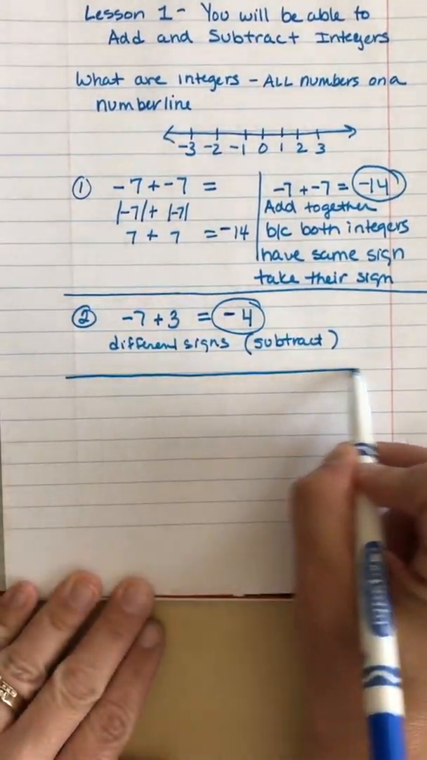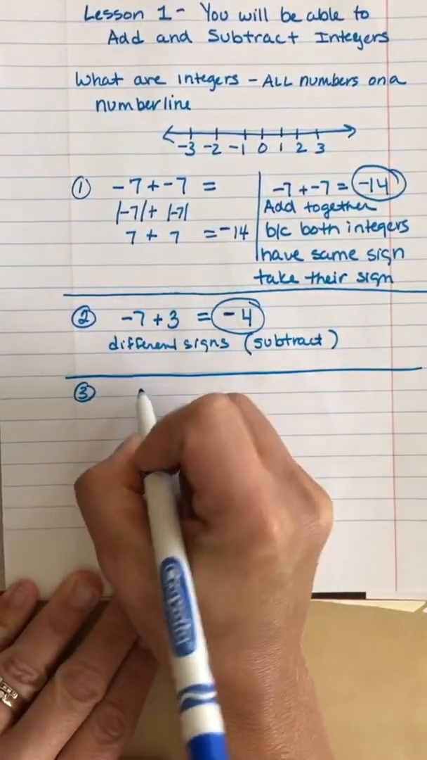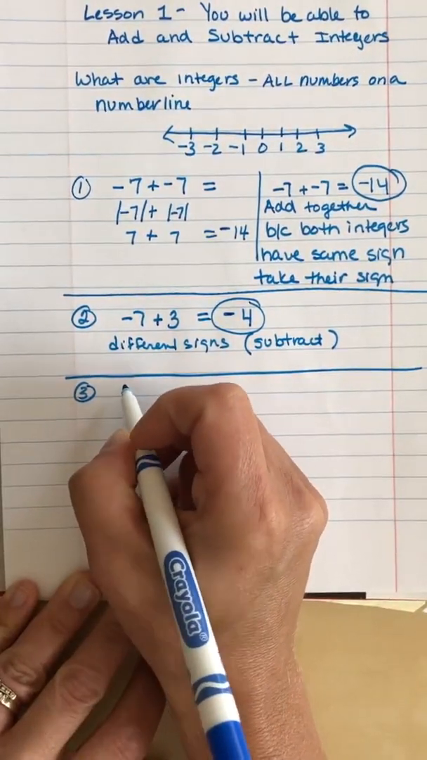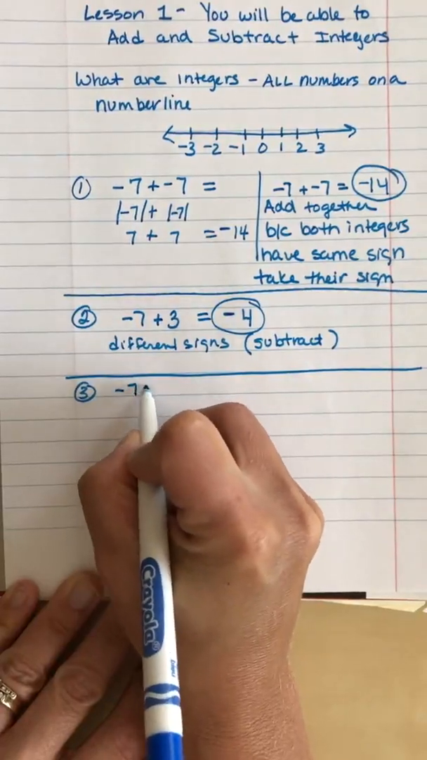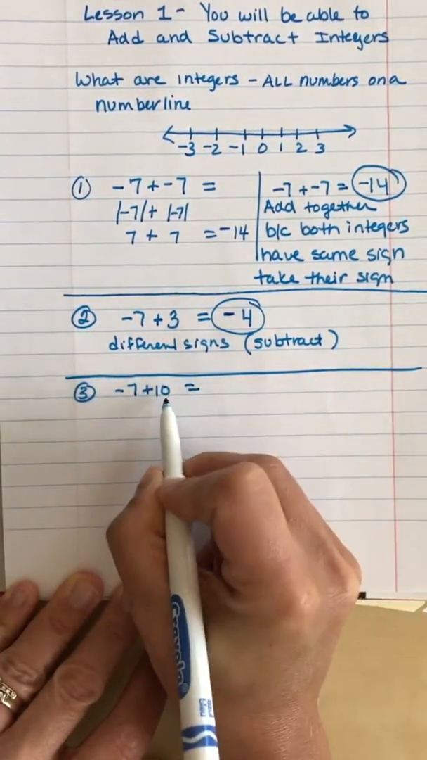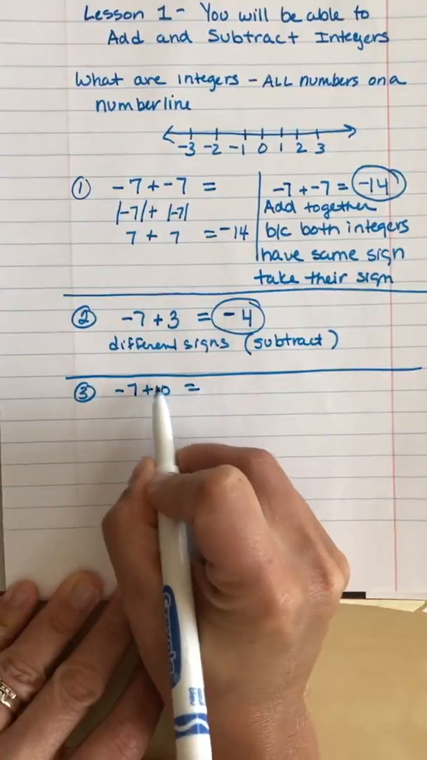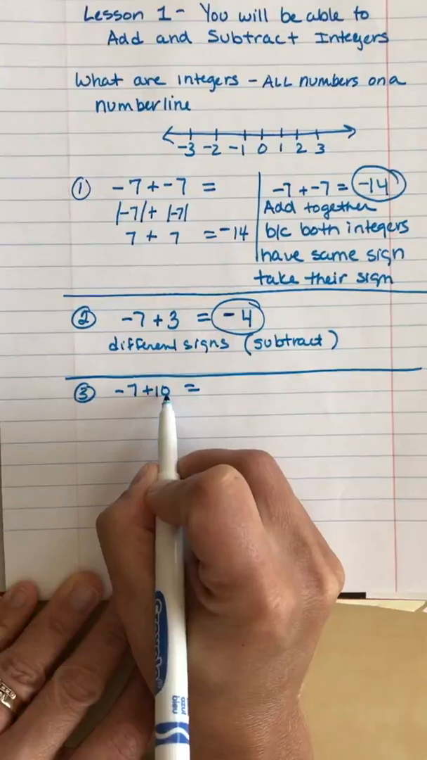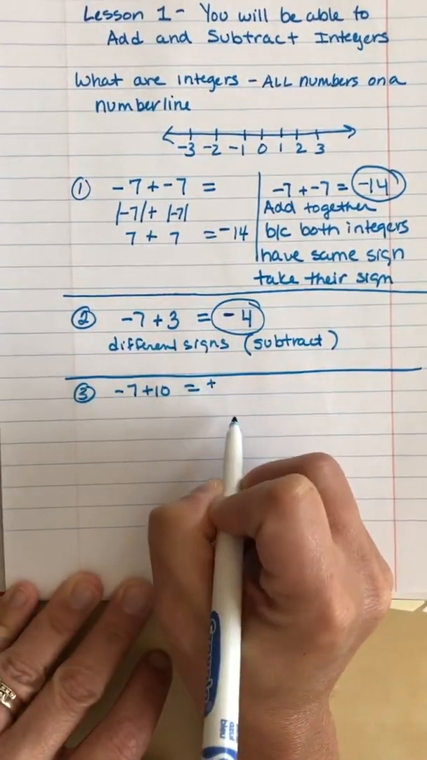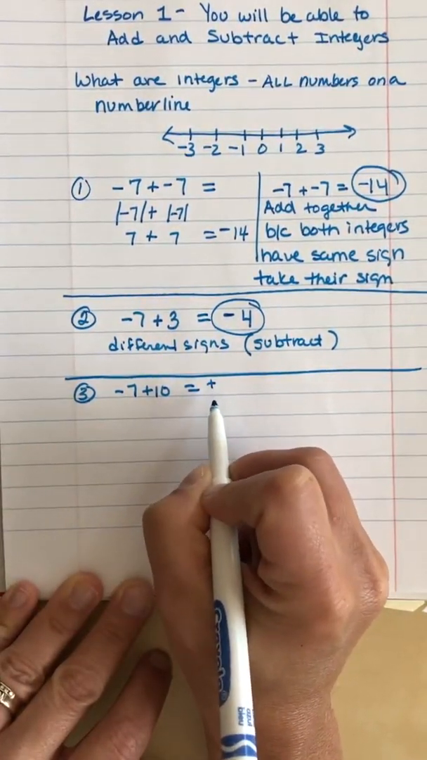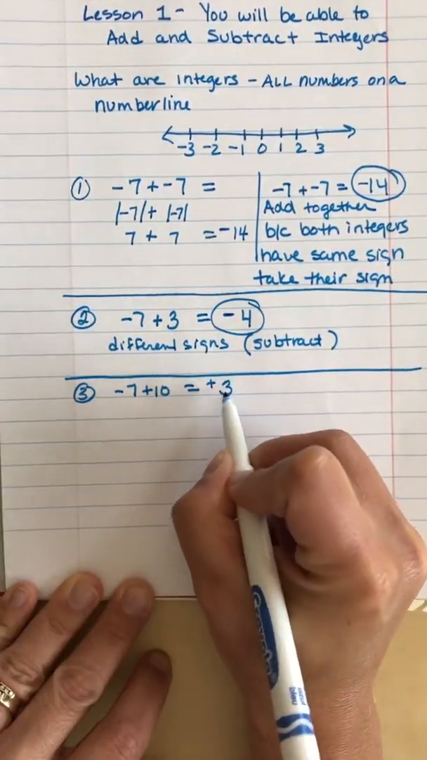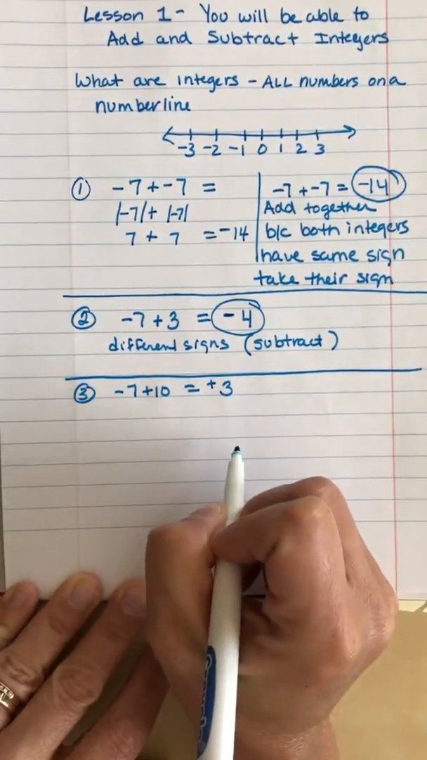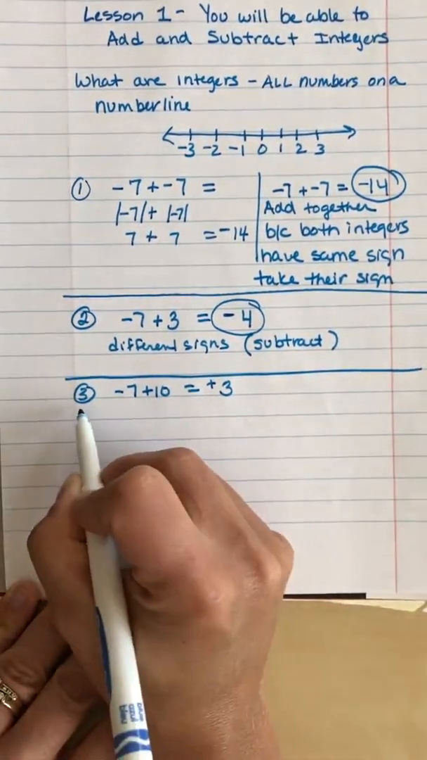Okay, let's try one more. Let's say we have -7 plus 10. Notice 10 is the greater integer. Its absolute value is 10. The absolute value of -7 is 7. So we're going to take the sign of the greater number. So our answer is going to be positive. So if we do that, we're going to end up with a +3 because when you subtract 7 from 10, you get +3. All right.